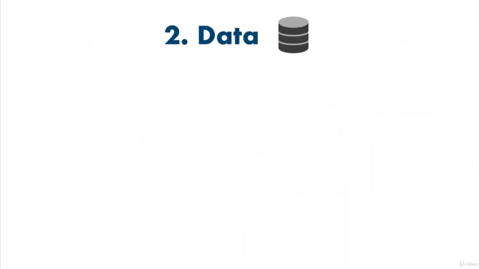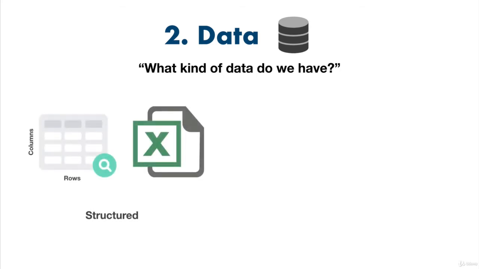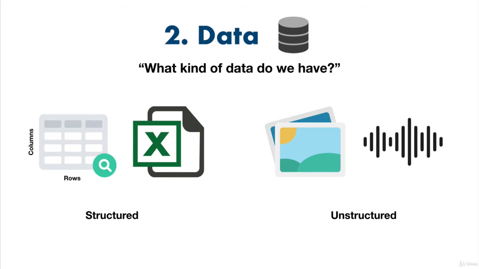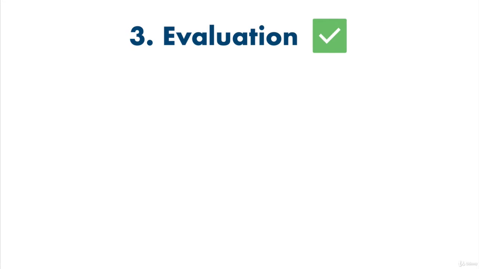Step 2 is data. Since machine learning involves using algorithms to find and learn different patterns in data, data is a requirement for any machine learning project. The question we're trying to answer here in step 2 is what kind of data do we have? Depending on the problem, there are different kinds of data. Structured data, such as rows and columns, or what you'd expect to find in an Excel spreadsheet. Or unstructured data, such as images or audio. Once we know what kind of data we have, we can start to make decisions on how to use machine learning with it.